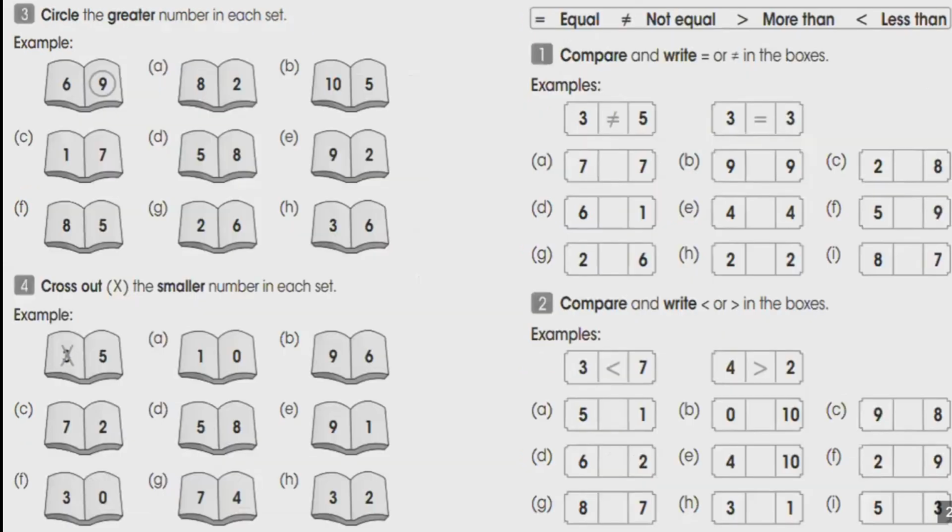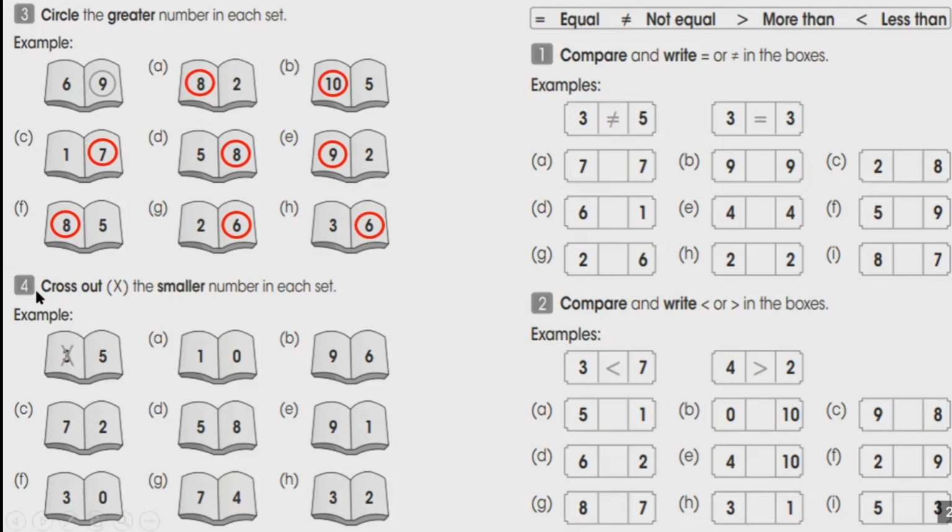Now next, here we will circle the greater number in each set. Now example, here 6 and 9. 9 is the greater number, so 9 is circled in here. Now letter A, where do you think is the greater number, 8 or 2? The correct answer here is 8. In letter B, 10. Letter C, 1 or 7? 7. Letter D, which is the greater number? The greater number here is 8. And in letter E, the greater number is 9. Letter F, the greater number is 8. Letter G, 6. Letter H is 6, the same, 6.